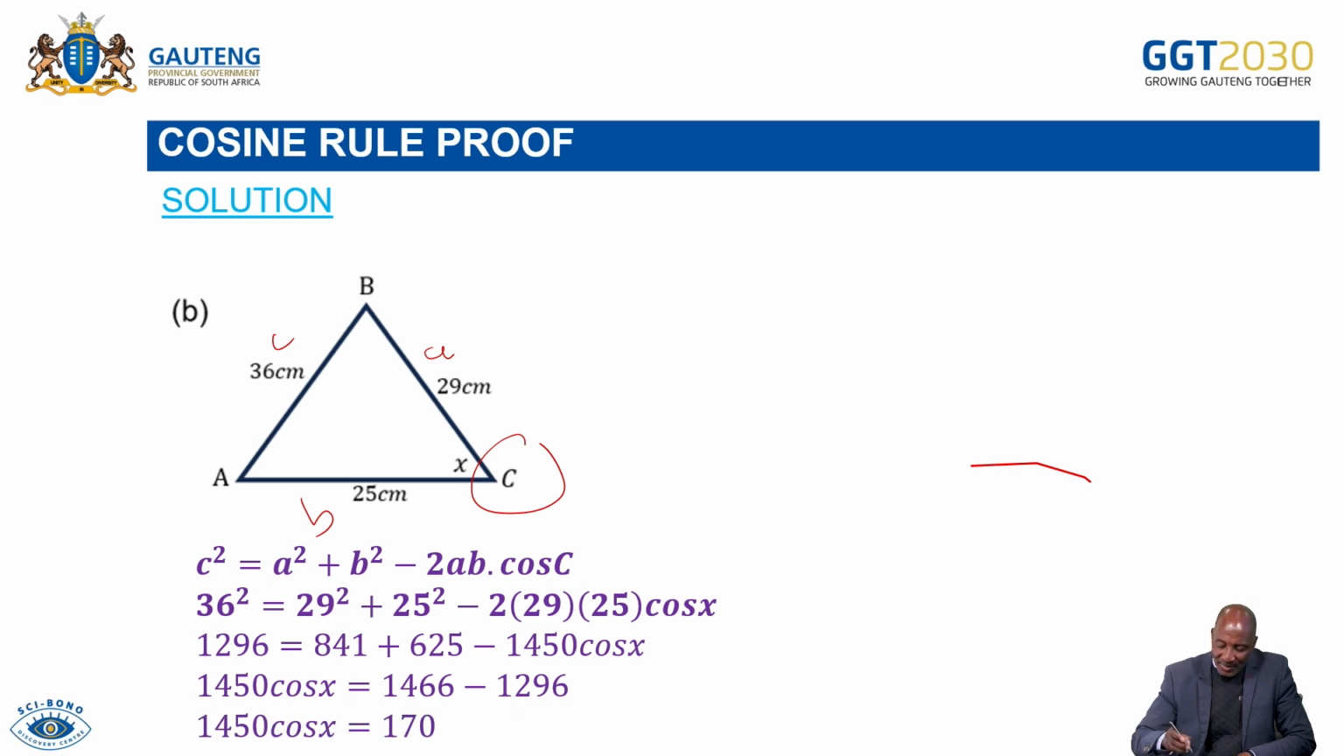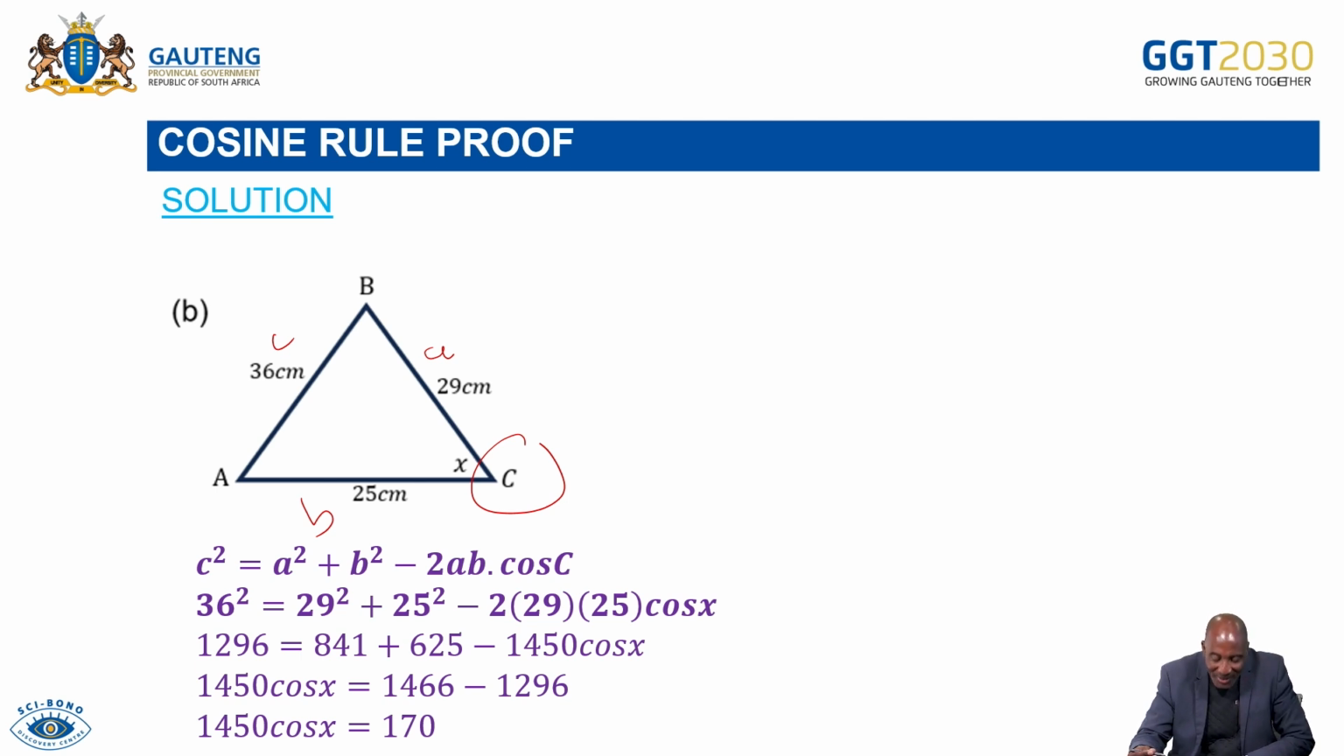It's going to be c squared equals a squared plus b squared. The moment we say we are looking for c, we have to start with small c. When we are looking for angle C, we also start with small c. Then we substitute. We have identified our c is 36. Our a is 29. Our b is 25.